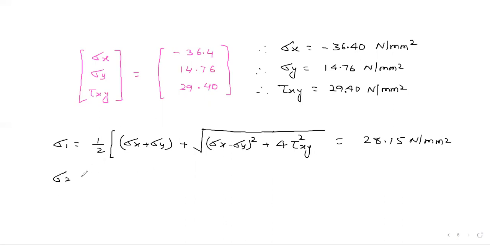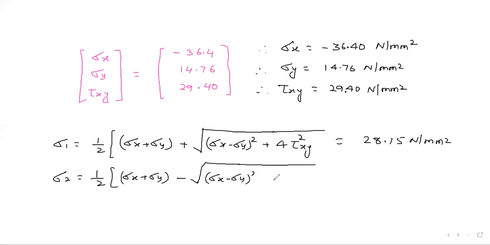Similarly, sigma 2 value will be the same, half of sigma x plus sigma y. Here in place of plus we will keep minus. The remaining thing is going to be the same. Only the thing that will change is in place of plus we will put minus. So this will be sigma x minus sigma y. You might have come across these formulas in strength of materials. If you solve it directly, we will get minus 49.79 Newton per mm square.